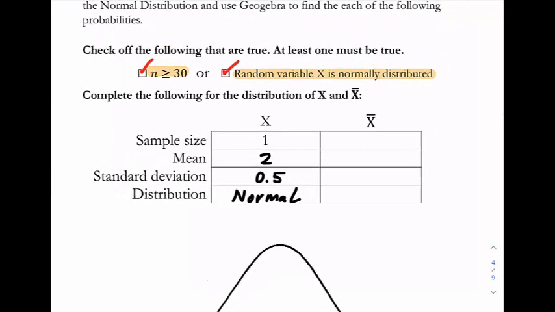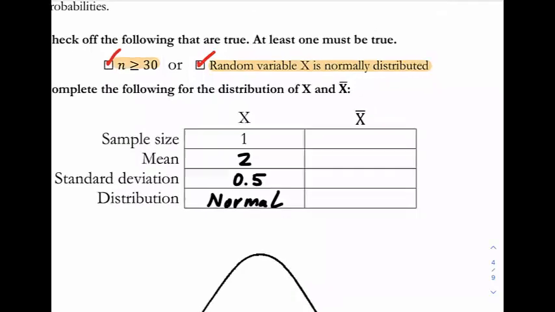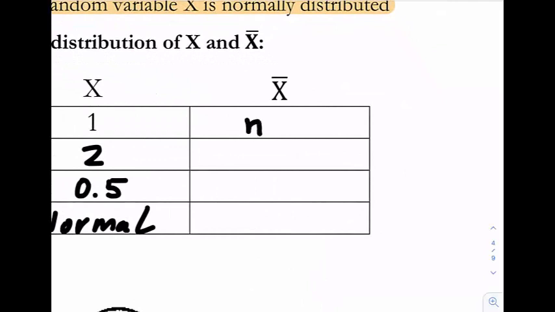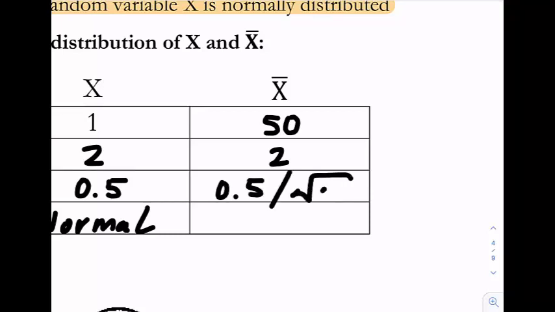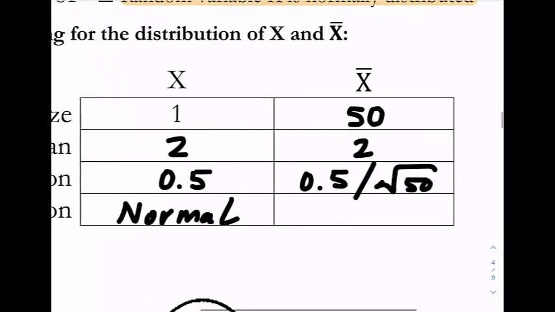Coming over next door, we can fill in the information because we've satisfied at least one of those must-be-true conditions. We've checked off both of those boxes. Now we can go ahead and fill in for x bar. What do we know about the sample size in this case? That n is equal to 50. The mean is the same by the theorem, because we met the requirements, they're equal to one another. But for the standard deviation, you want to take it and divide that by the square root of the sample size.